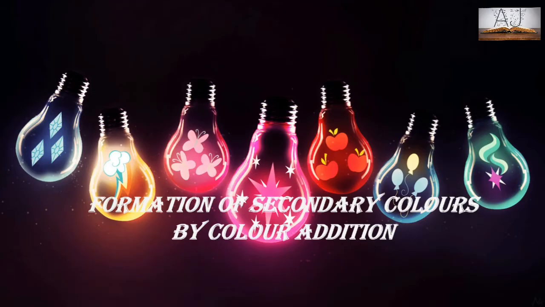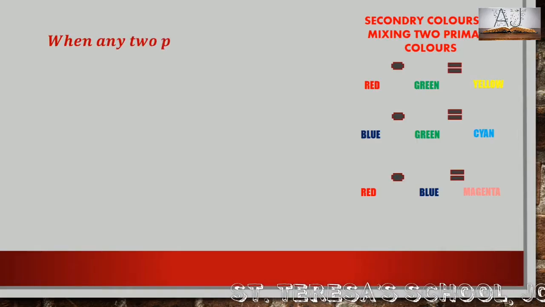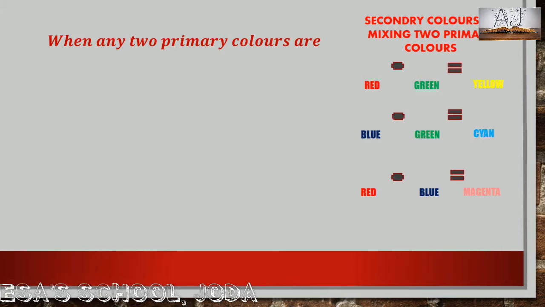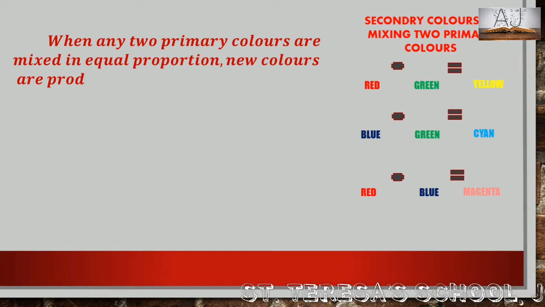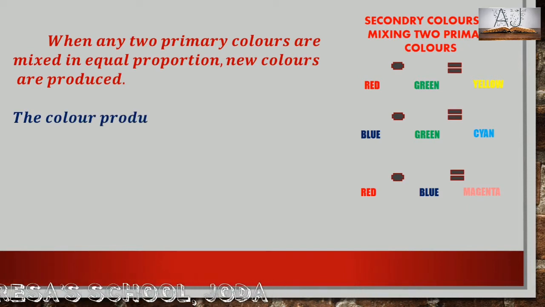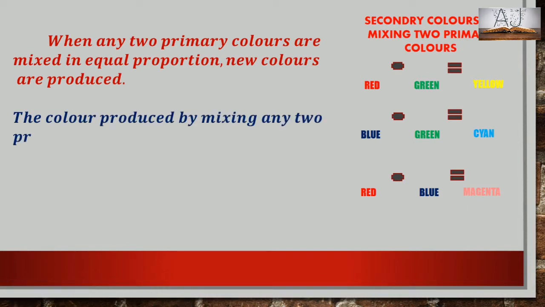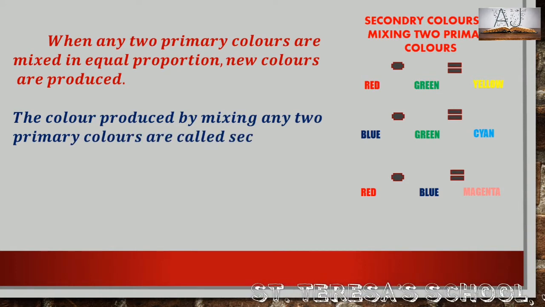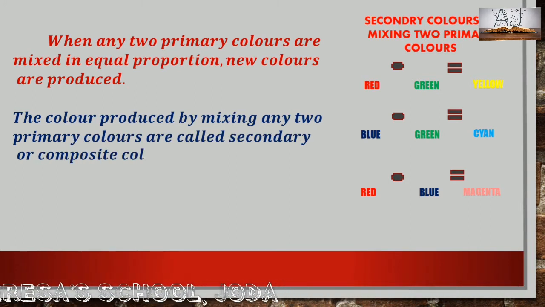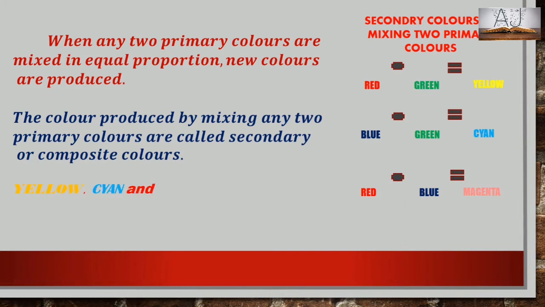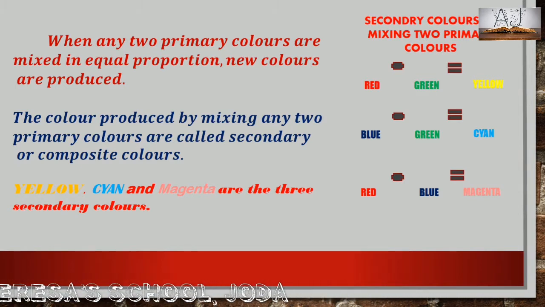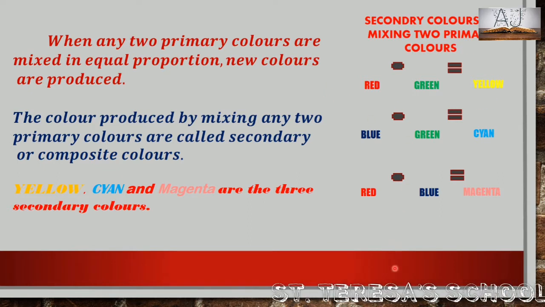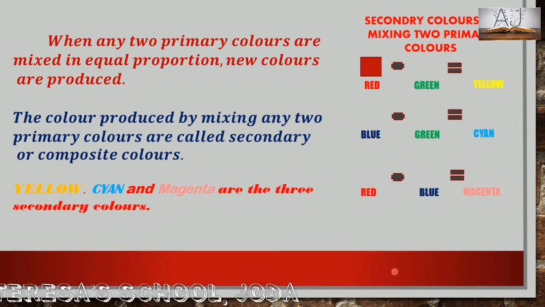Now let us see how the formation of secondary colors takes place by addition. When any two primary colors are mixed in equal proportion, a new color is formed, and the colors produced by mixing any two such primary colors are called secondary colors or the composite colors. Yes, yellow, cyan and magenta are the 3 secondary colors. See on the right hand side of this picture.